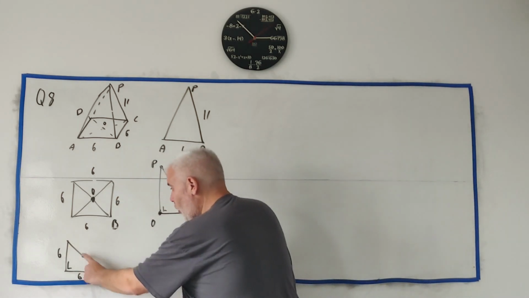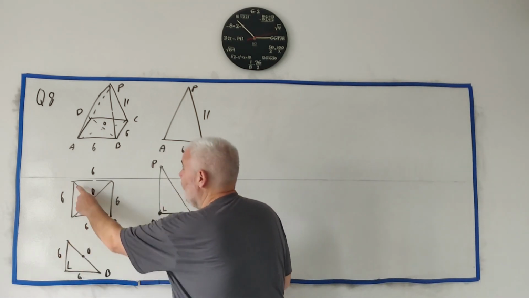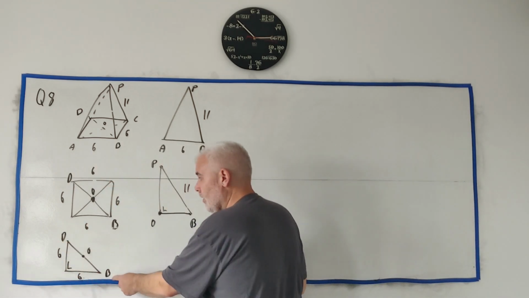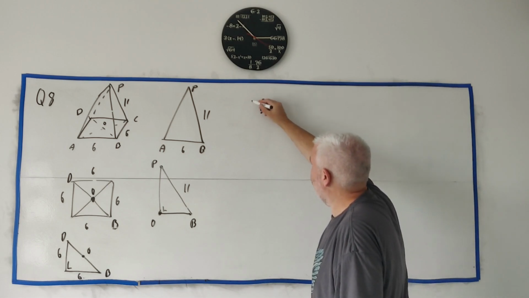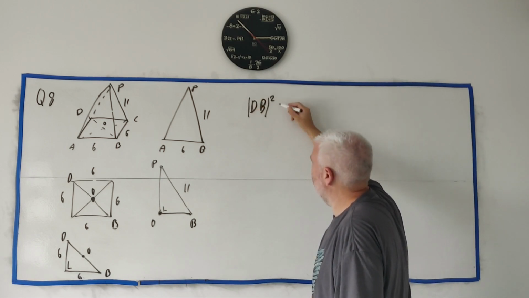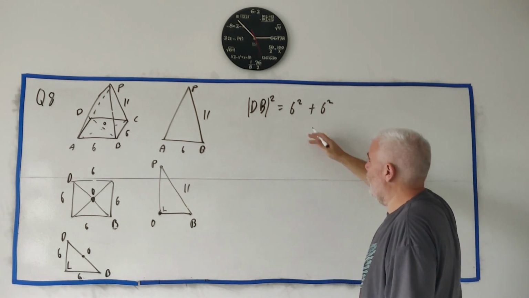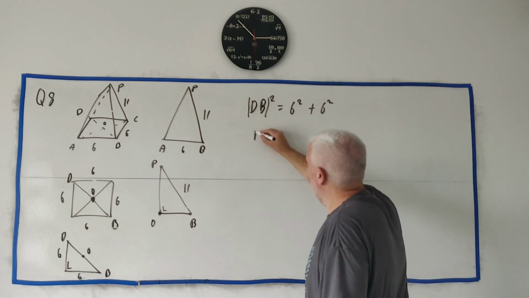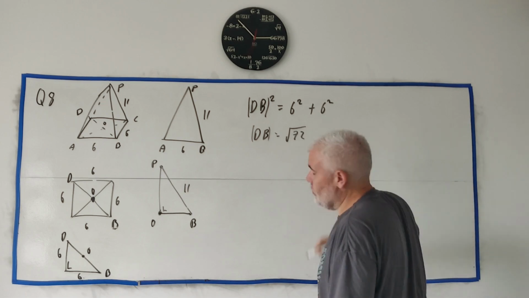I can't find OB, but I can find this whole length. What's this one up at? D, I guess. I can find DB. That's just Pythagoras' theorem. So we'd find DB, the length of DB squared is equal to 6 squared plus 6 squared. We rearrange this. This is 36 plus 36, 72. We get DB is equal to square root of 72.